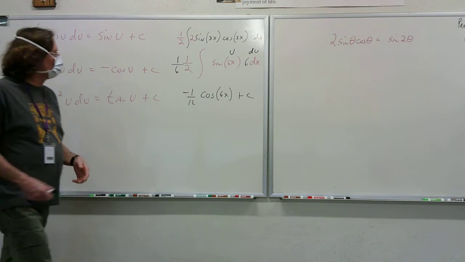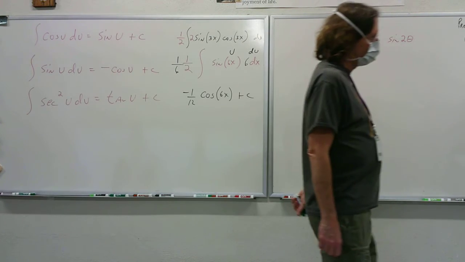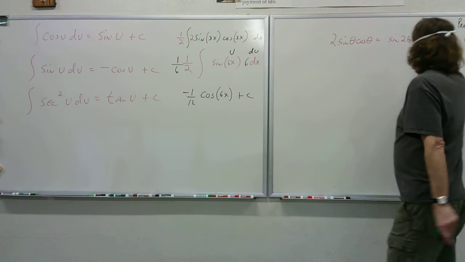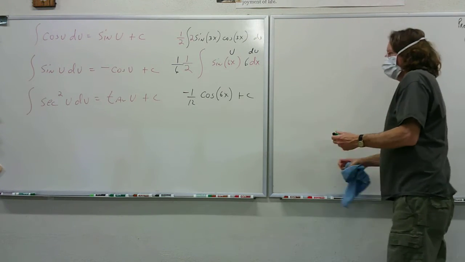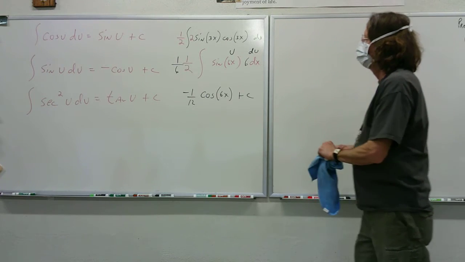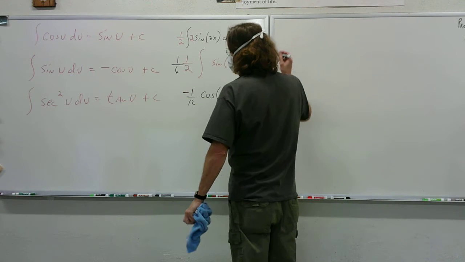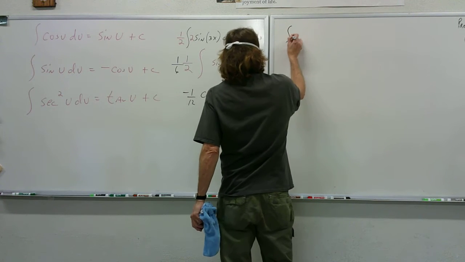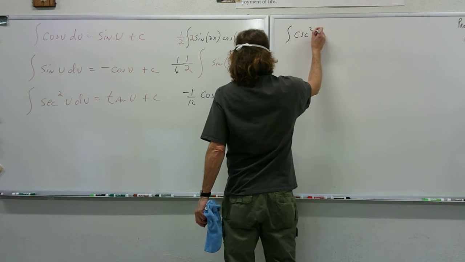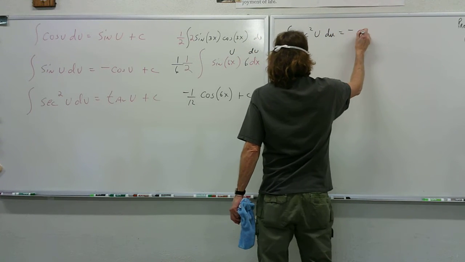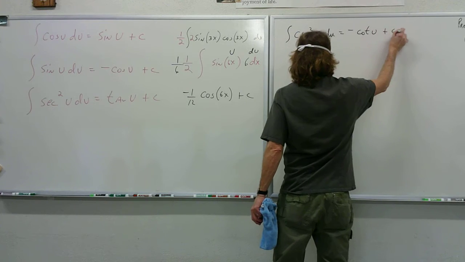Okay, there's 3 more rules for trig. And they all work the same way. You got to have a u and a du. The other 3 rules: the integral of cosecant squared u du is equal to negative cotangent u plus c.